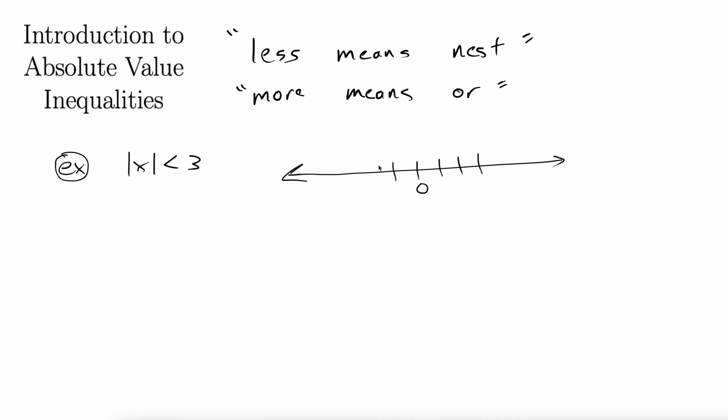with a number line. Okay, so 1, 2, 3, -1, -2, -3. Let's go up to 4, 5, -4, -5. Okay, so we're going to try to figure out in what region this is true. So let's just take a point in the middle. 0. Is absolute value of 0 less than 3? Yes, it is. Absolute value of 0 is 0, and 0 is indeed less than 3. So that's in there.